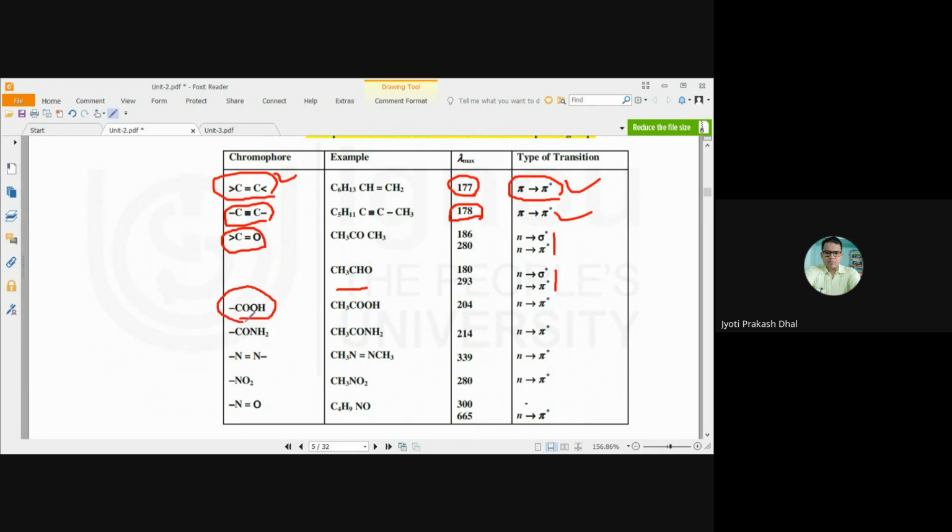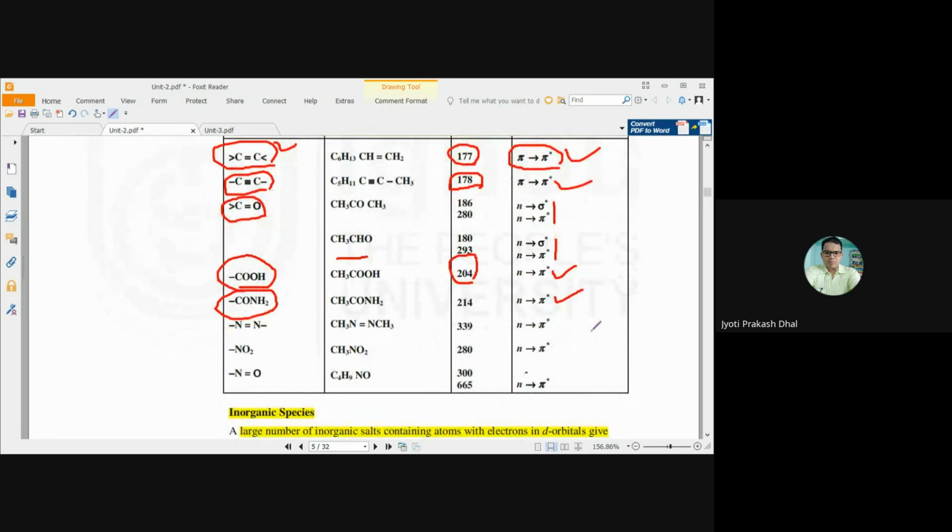If a carboxylic acid group is there, its lambda max value increases, and this one is the possible transition. And this is for the amide group, acid amide group. So here this is the possible transition, n to pi star. So as the molecules contain heteroatoms, these types of transitions are possible.